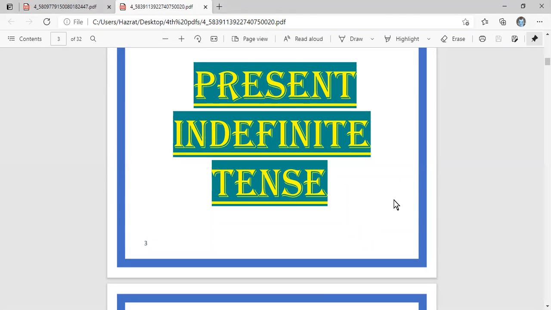Today we are going to start the topic of present indefinite tense. I think all of you know about tenses. Tenses are so much easy. They are about the time of action, when the action had taken place, is going on, or will take place. That is what we will be learning in today's lecture. And this is the easiest thing, my dear students.